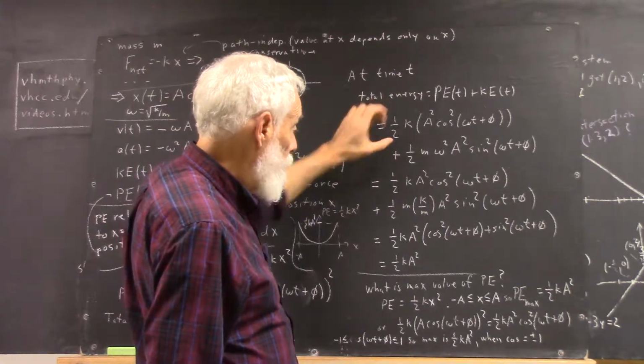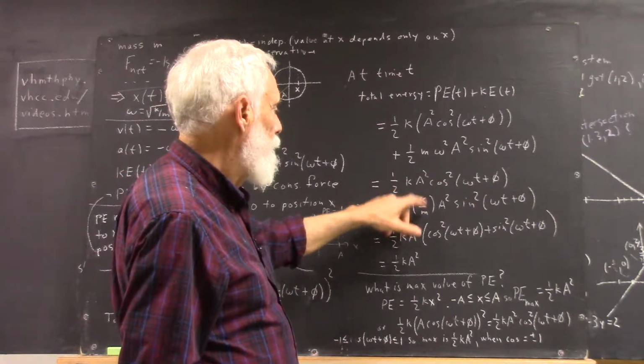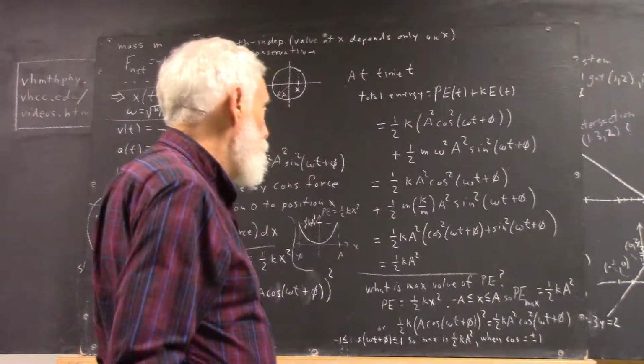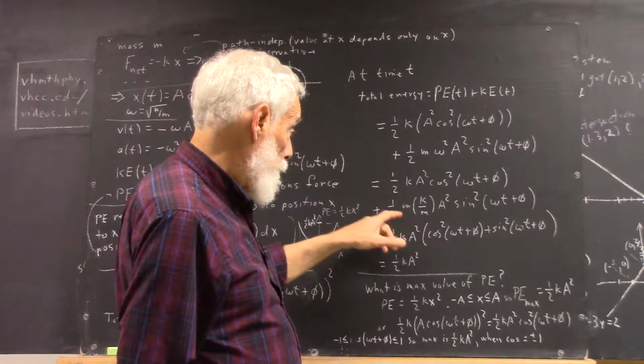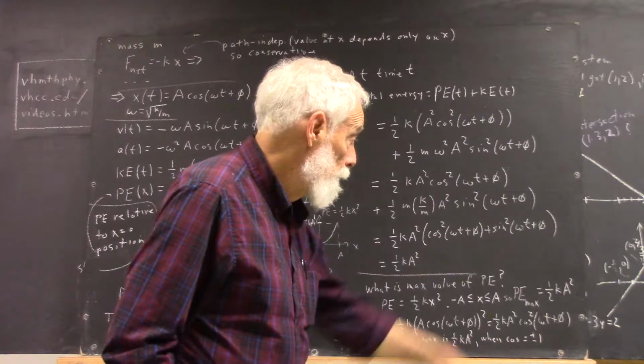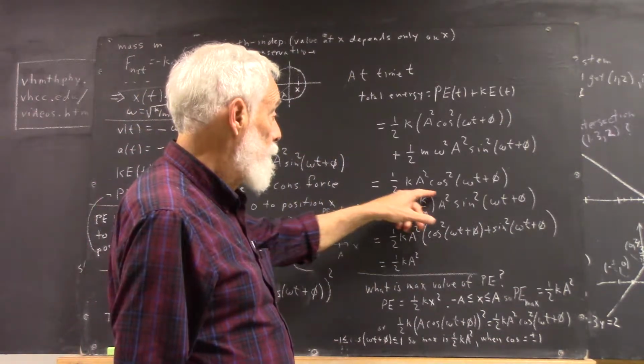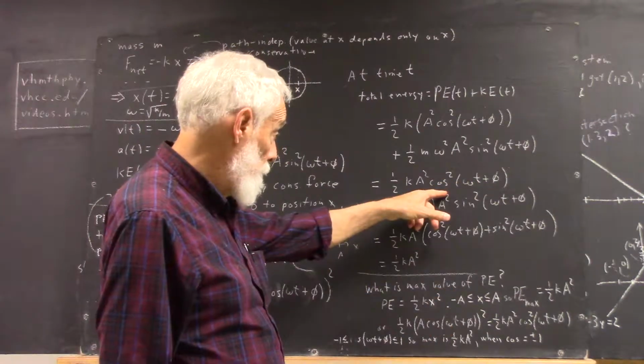This expression hasn't changed. Of course, now if I multiply m times k over m, I just get k. And look at what I've got then. What am I left with? I'm left with 1/2 k A squared times the sine squared of omega t plus phi. And that matches the coefficient of cosine squared of omega t plus phi that I have up here.